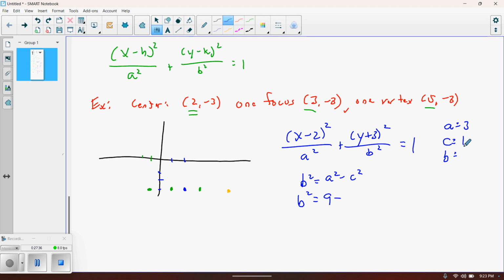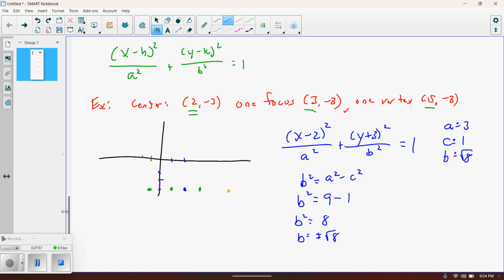So that's 1. 1 squared is 1. So we get that b squared is 8, or b is plus or minus root 8. So the b value is actually the square root of 8, or again, you could write that as 2 square root of 2. I'm just going to leave it as the square root of 8. It's going to be easier when we simplify.